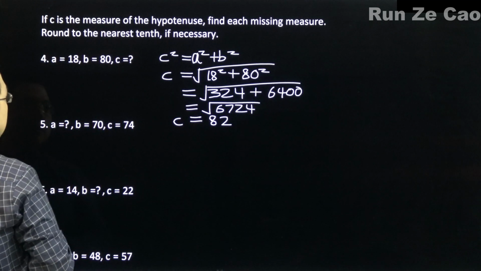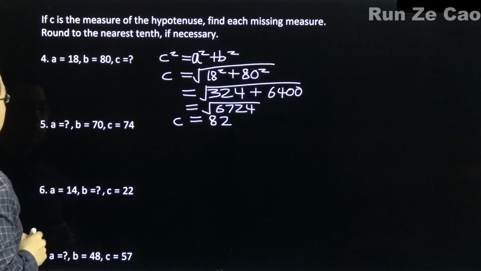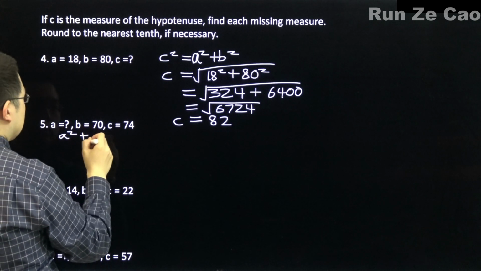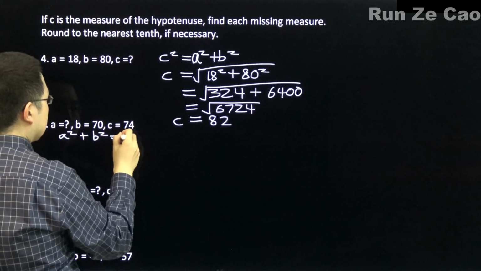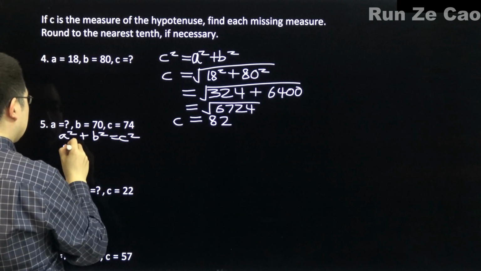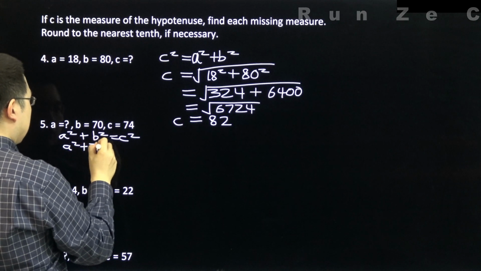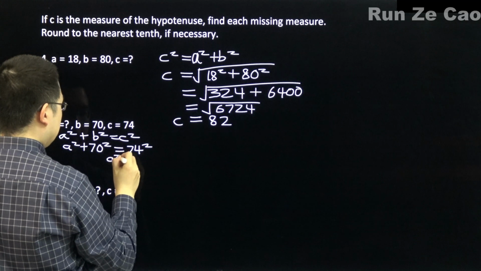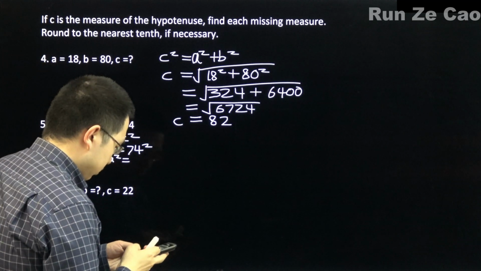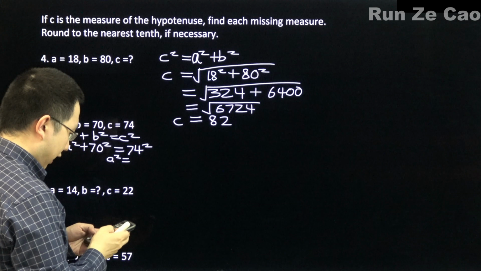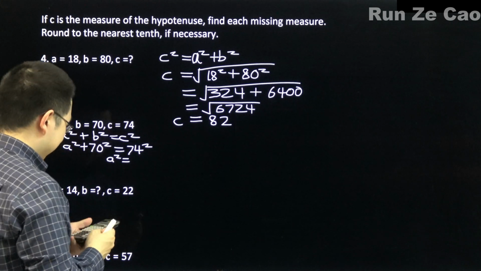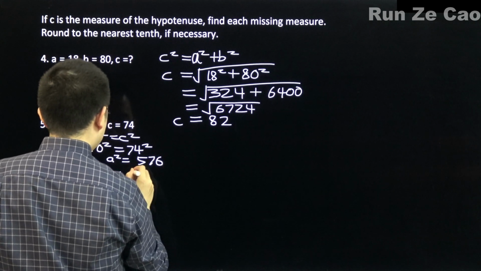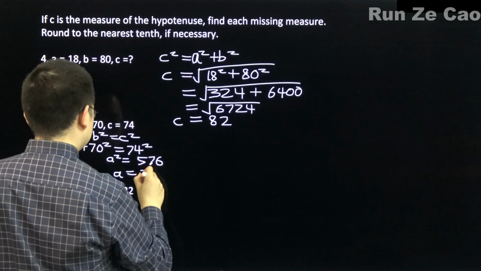Now for this one, you have A squared plus B squared equals C squared. So therefore, A squared plus 70 squared equals 74 squared. A squared is equal to, calculator time, 576. Therefore, A is equal to 24.